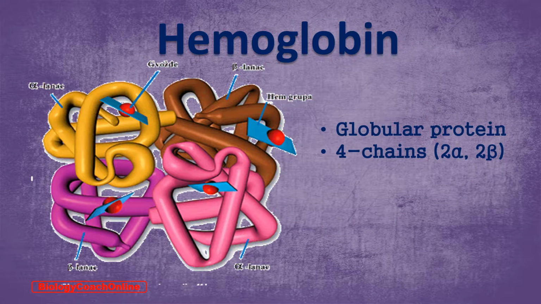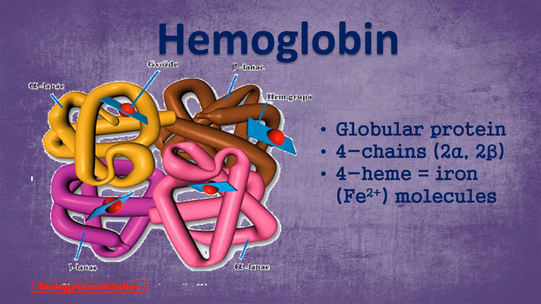Now each chain contains a heme group. Heme comes from the Greek for blood and refers to the iron-containing molecule embedded in the protein. Now these iron-containing molecules are what gives your blood its rich red color, by the way.